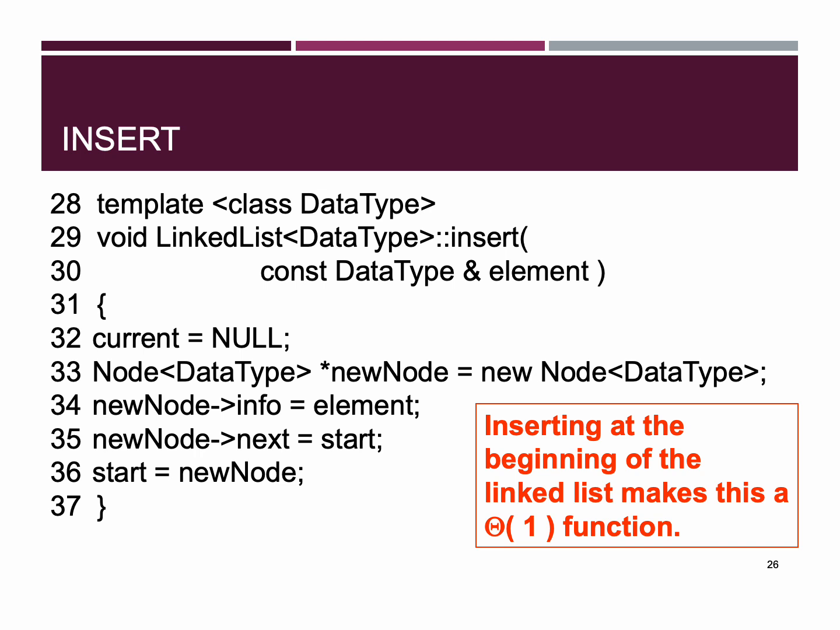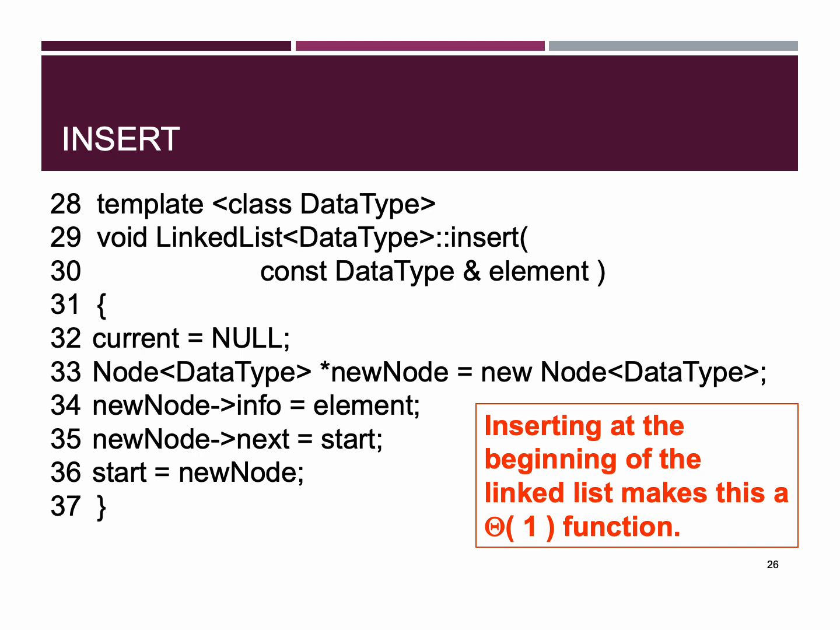Okay, now let's look at the insert function. First, we will set current to null to ensure that we start fresh with no current node selected. We then create a new node by dynamically allocating memory for it. This new node will hold the element we want to insert into the list.